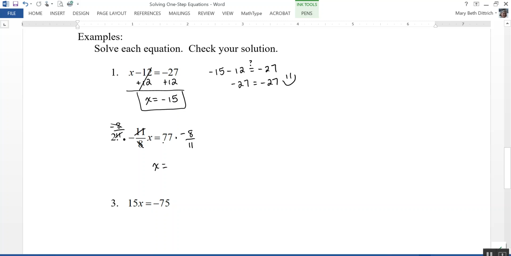And I can actually do a little canceling here. So I have 77 divided by 11. That becomes a 1. And that becomes a 7. So 7 times negative 8 is negative 56.